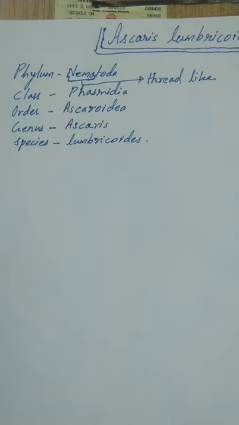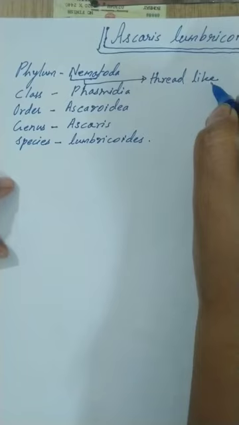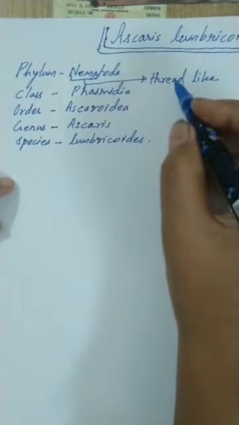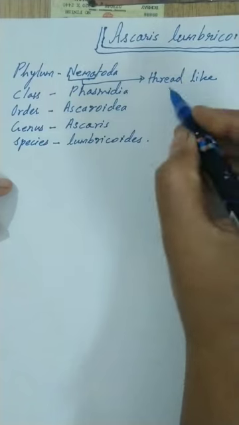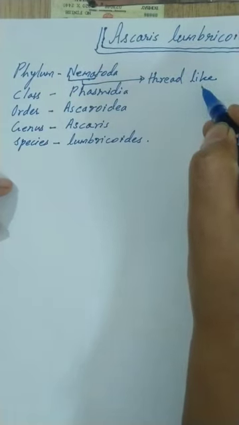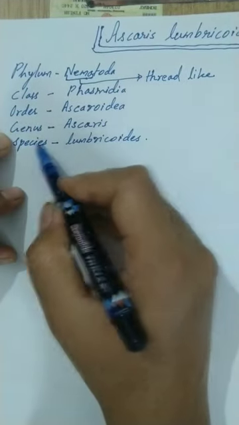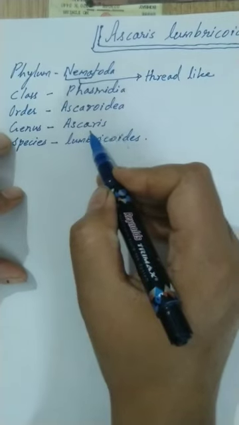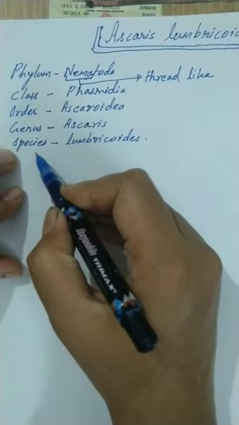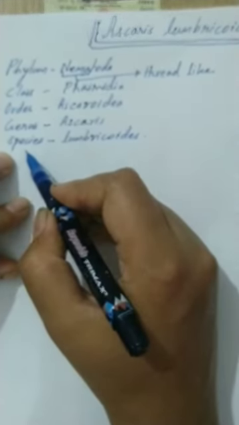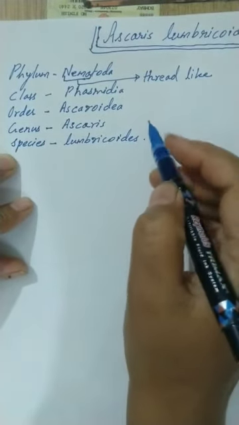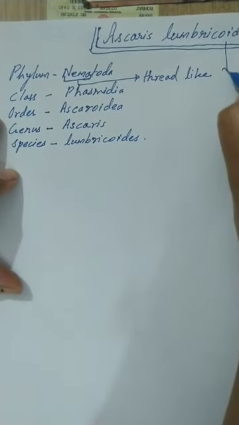Nematoda means, nema means thread, and toda means like. That's why the animals coming under phylum Nematoda are thread-like. Order Ascaroidea, genus Ascaris, species lumbricoides. Ascaris lumbricoides is also known as roundworm.